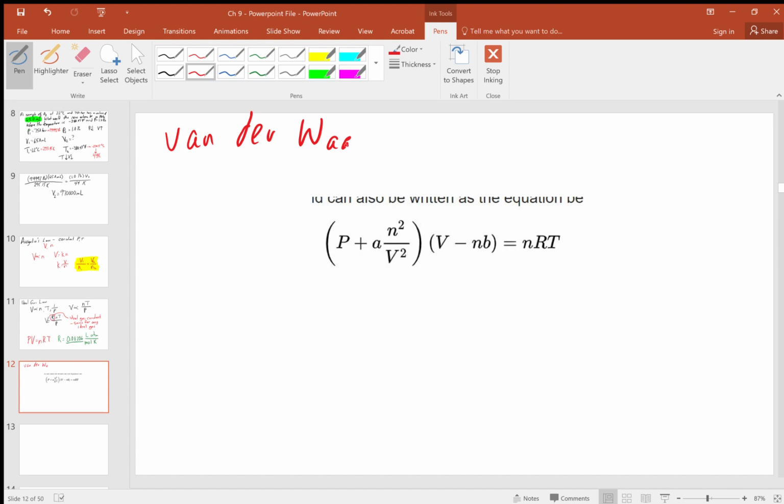The van der Waals equation, you'll see, is fairly similar to the ideal gas law. In fact, the entire right side is the same, nRT, but we can see there's an adjustment to the volume piece based on the number of moles and a constant B, which is dependent on the gas, as well as an adjustment to the pressure. But again, we're not really going to concern ourselves with this difference in this course.